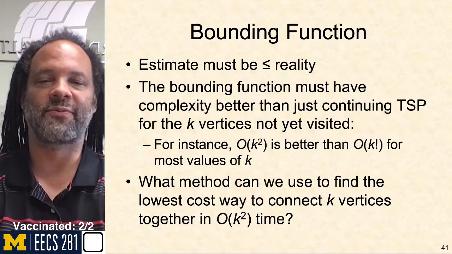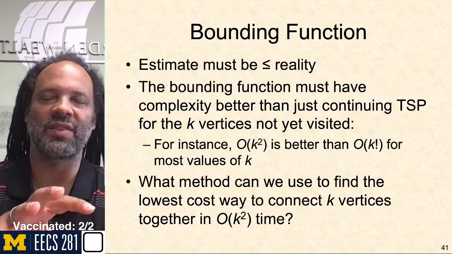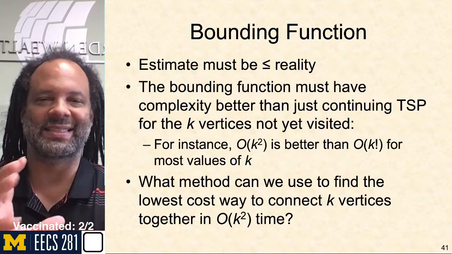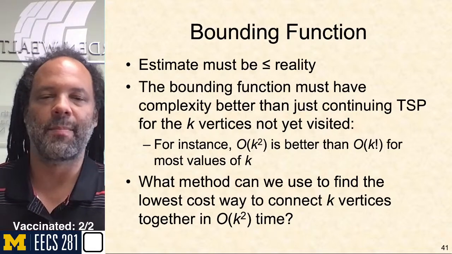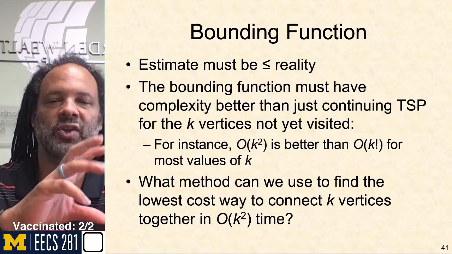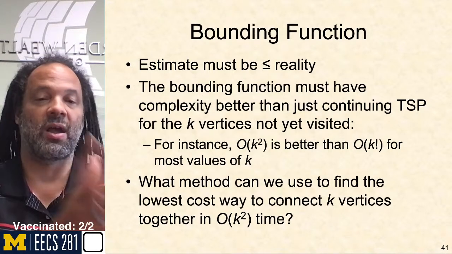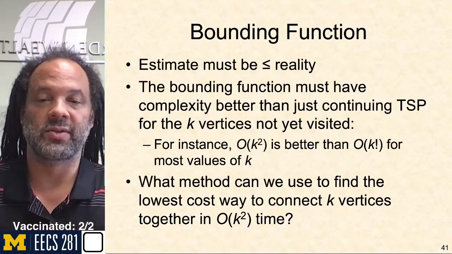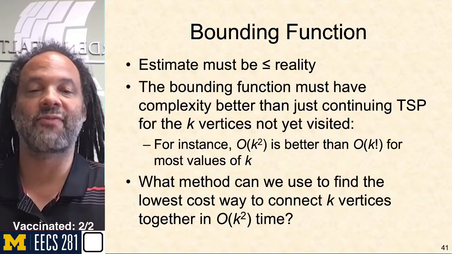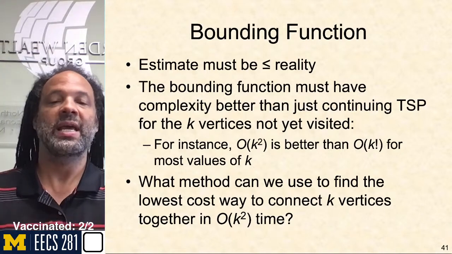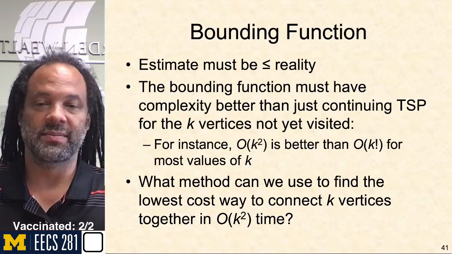So we said our bounding function had to be some estimate, and in the TSP case, in the minimization thing, I'm saying this estimate must be less than or equal to reality, because if it's greater than reality, it will reject a possibly good solution. The bounding function must have a complexity better than just continuing the TSP, which is let's try all of these cities in some order, right? So the remaining k cities, if I try them in all the possible orders, that's k factorial work. So if my bounding function is k squared, that's an improvement over k factorial, and I'd be glad to have it.